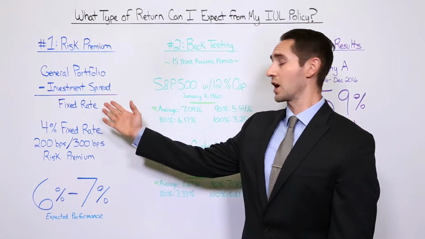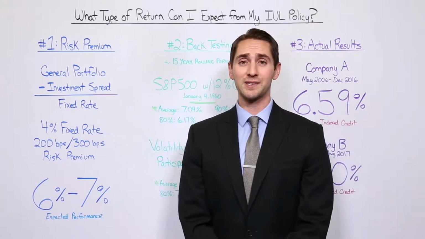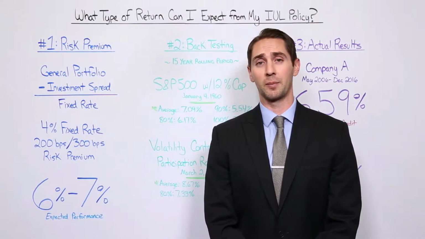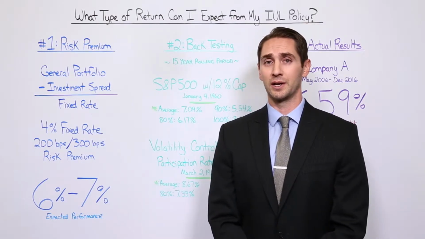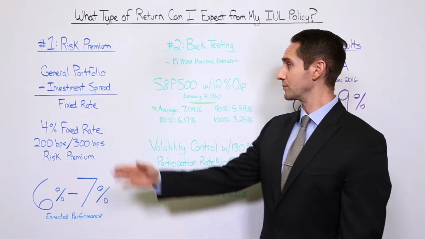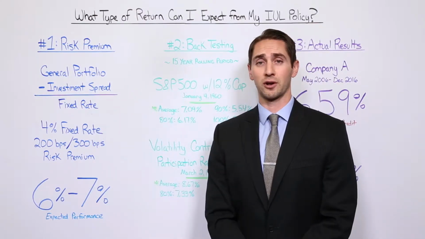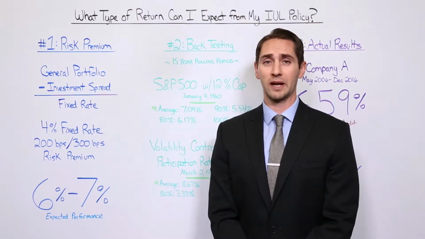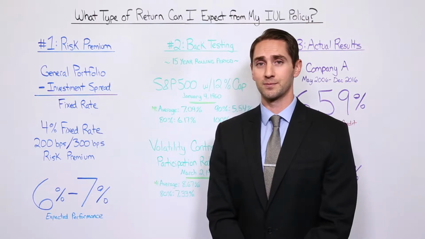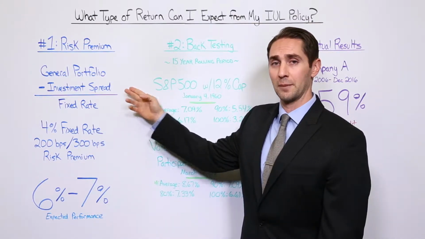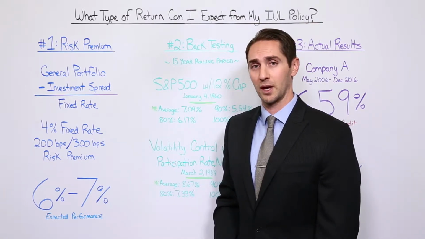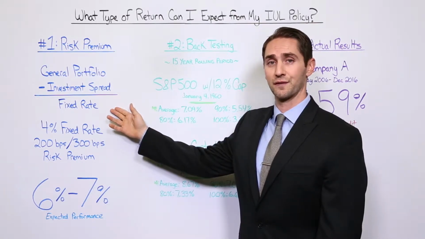So first, let's talk about risk premium. The basics of how an insurance company is able to offer an index policy is when you, the policyholder, send the insurance company premiums, they're going to invest those into their general portfolio, which is mostly made up of investment grade bonds. Now they're going to take a portion of that return, called the investment spread, and put it in their pocket for profitability. What's left for you, the policyholder, is the fixed rate.